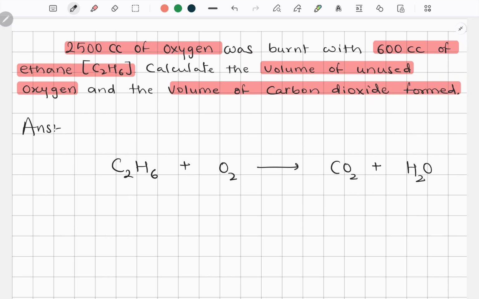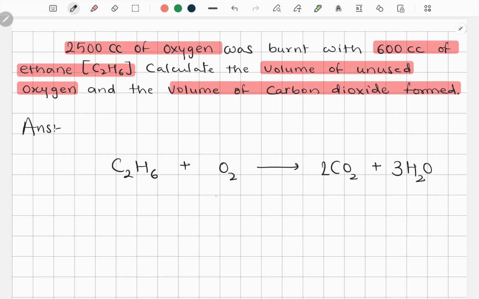As we can see, the reaction is not at all balanced. So first we have to balance the chemical equation. On the LHS we can see there are 2 carbons, so we will multiply this side by 2. So carbon is now balanced. Here on the LHS there are 6 hydrogens, and here we have only 2, so we'll balance by multiplying with 3. So it's 3 times 2, which is 6.